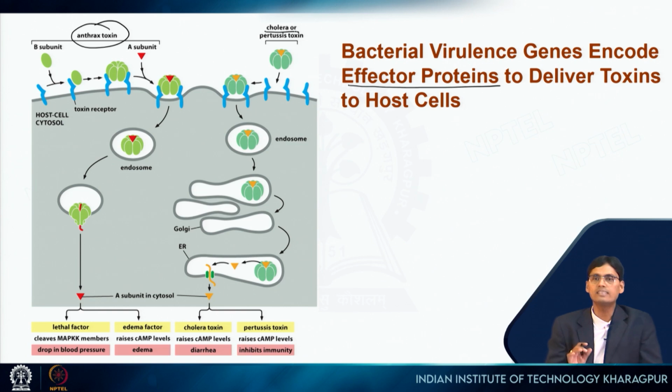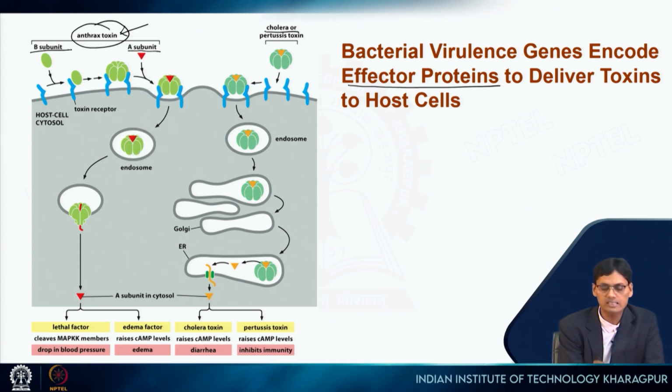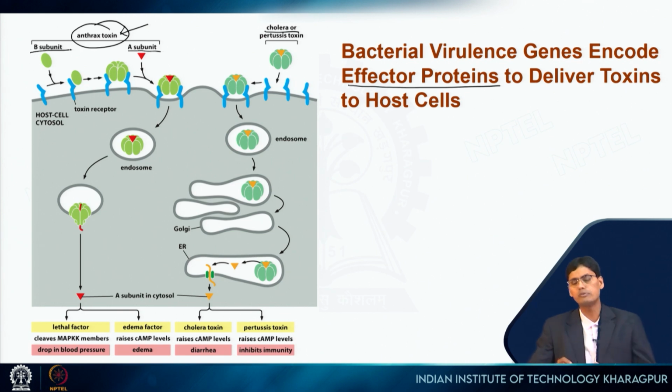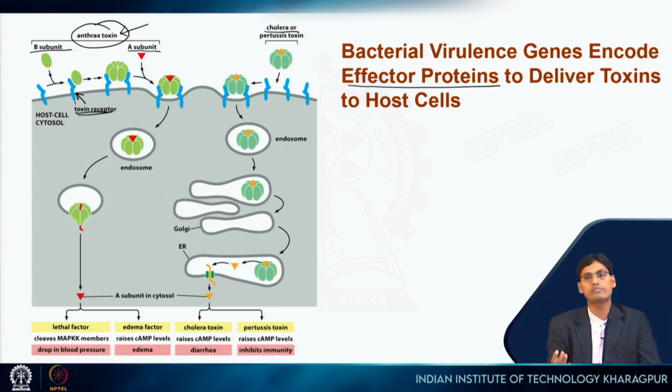So, here the idea is there are many mechanisms mentioned in this figure, but I would be mostly focusing on the basic concept here in this toxin, particularly if we consider anthrax toxin. So, it has two subunits, A subunit and B subunit. So, B subunit here is the effector protein. So, B subunit binds to toxin receptor, that you can see here. This is the toxin receptor present on the host cell surface.